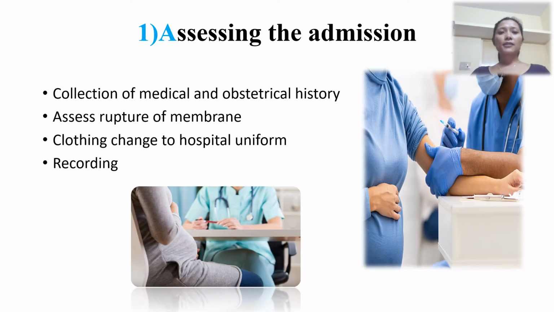Now next is assessing the admission. As nurses as well as medical professionals, we all do the admission. When we are taking the admission, what we will do is take the medical and obstetrical history, because it is in OBG, so we should take the obstetrical history. And we should also assess the rupture of the membrane. The rupture of the membrane will be either spontaneous or induced. Clothing is changed when the patient is admitted to the hospital, and whatever things are done for the patient should be recorded in the patient file. So in assessing admission, we should mention these points.